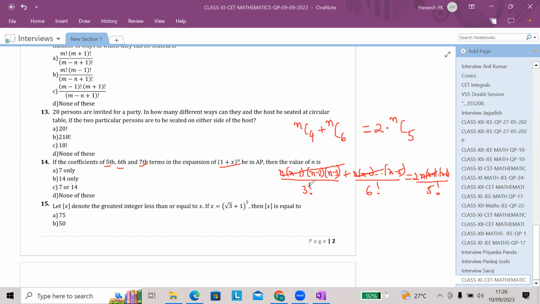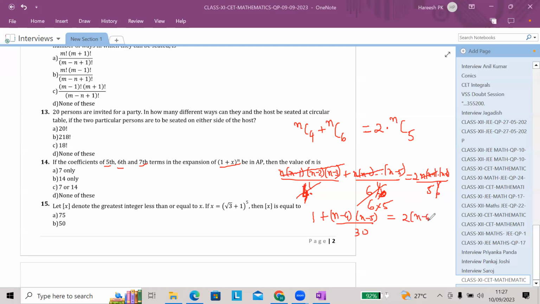Sorry, this has to be 4 factorial here. 4 factorial gets cancelled everywhere. So here you're left with 6 into 5. So 6 factorial will get cancelled and you'll be left with 6 into 5. So then you'll be getting 1 plus (n minus 4)(n minus 5) by 30 is equal to 2 times (n minus 4) by 5.